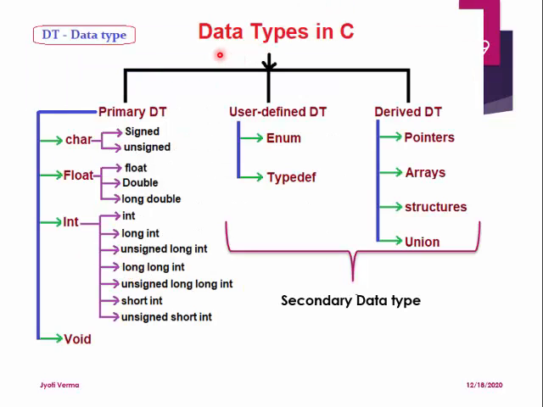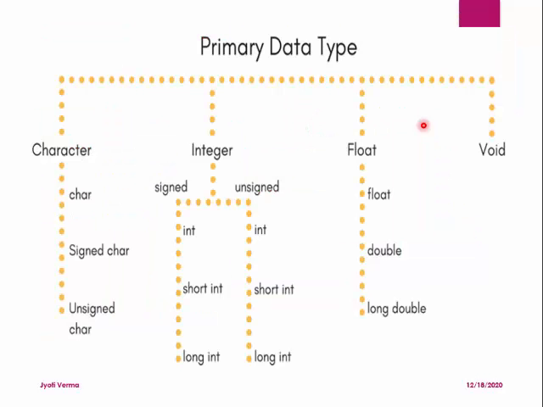Now, data types in C can be broadly classified as primary data type, user-defined data type, and derived data type. But user-defined data type and derived data type can be classified as secondary data type. Primary data types are character, float, integer, and void. Using these primary data types, you can construct the user-defined data type and the derived data type. The primary data type character can be classified as signed character and unsigned character. Similarly, integer data type can be classified as signed integer and unsigned integer, which can be again classified as short integer and long integer. Float can be classified as double and long double. All these are the data types which we are going to use while declaring the variable.